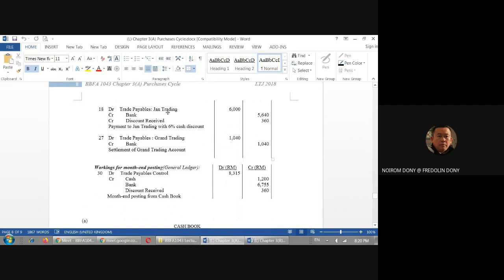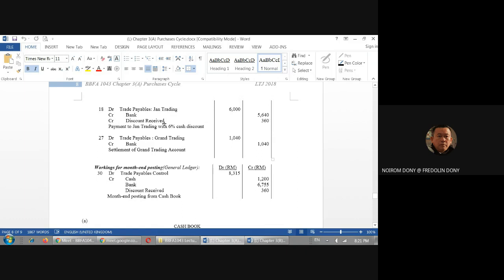Okay, same goes with Jan Trading. So it reduces the trade payable, and it reduces the bank also. Like what I've explained to you, the outstanding invoice amount, 6,000. So 6,000 is the invoice amount, not the check amount. The check amount is after you minus the discount received. So 94% of 6,000 is 5,640. Okay. 0.06 times 6,000 is 360. So that will be discount received.